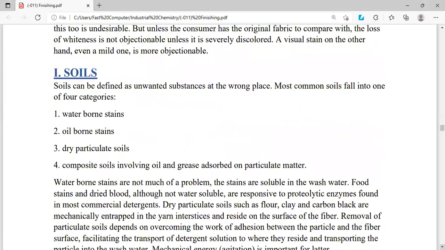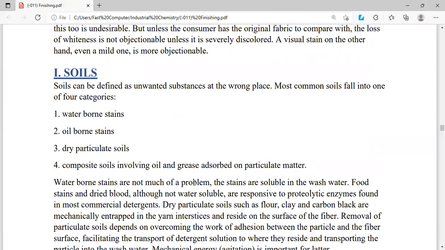First, we will discuss types of soil. Soils can be defined as unwanted substances in the wrong place. Most common soils fall into one of four categories. First, waterborne stains. Second, oil-borne stains. Third, dry particulate soils. And fourth, composite soils involving oil and grease absorbed on particulate matter.